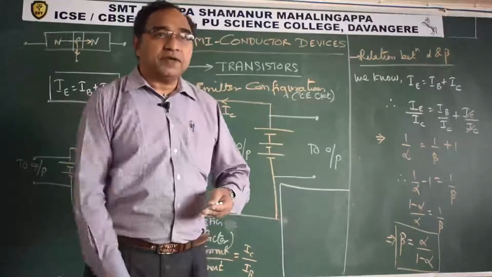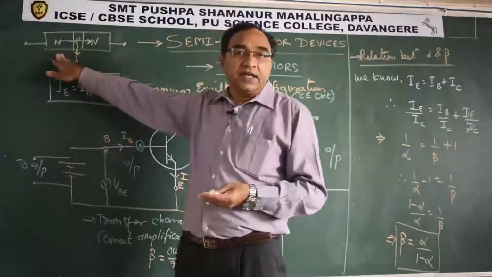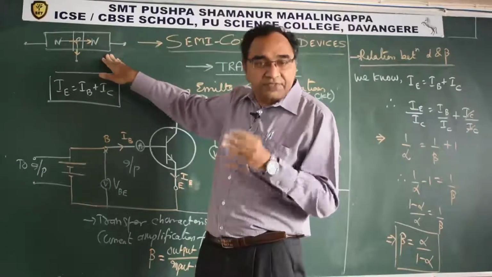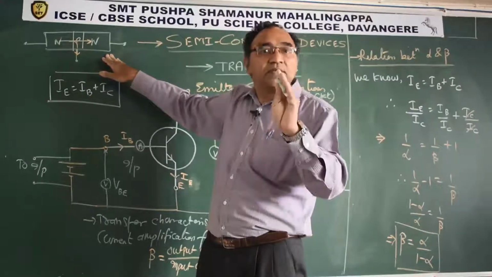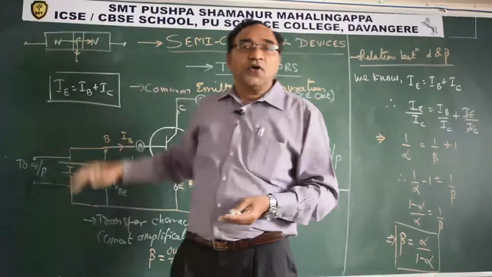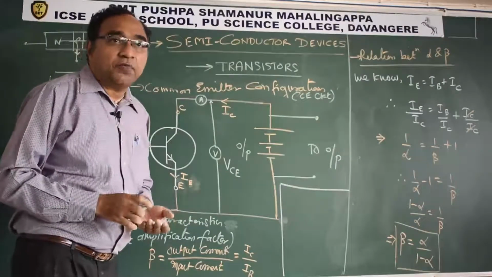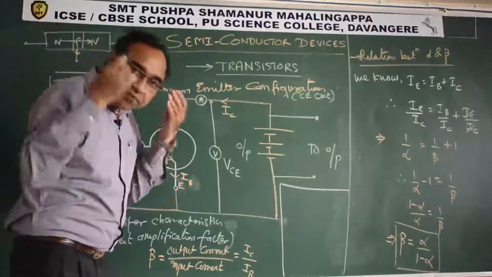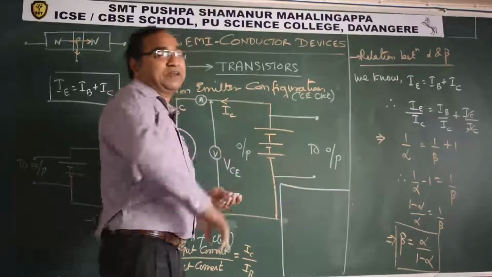0.99 to 0.95. Maximum 5% if I say, this means if 100 electrons start their journey, 95 maximum, not less than that. I am not allowing 94. So maximum is 5 recombination happening. So alpha will lie between what? 0.95 to 0.99. You cannot get more than 0.99, and you should not go less than 0.95.